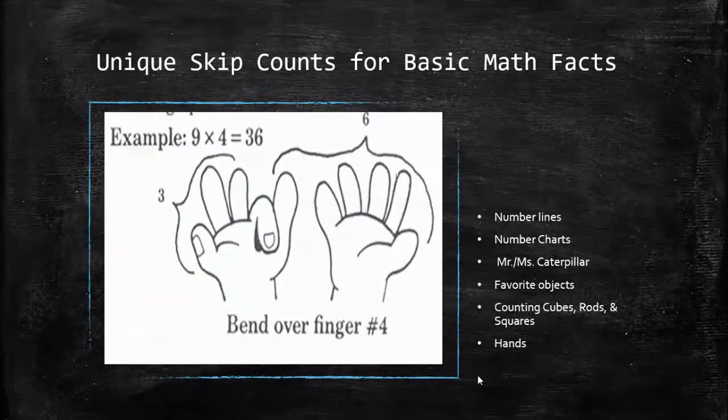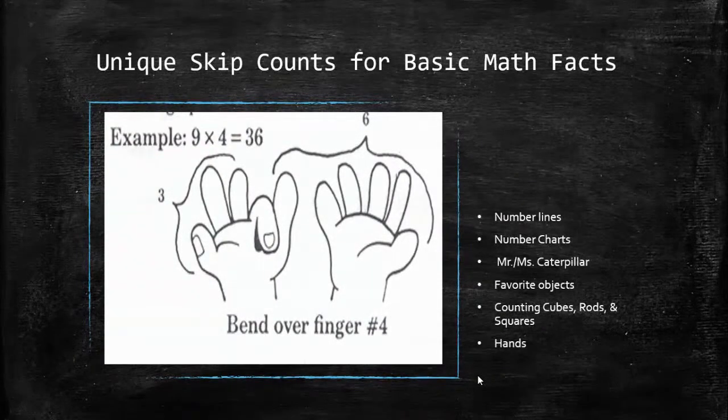For example, we have 9 times 4, which equals 36. So, if you have your hands in front of you, palms facing up, starting with your thumb, you will count 1, thumb, 2, index finger, 3, middle finger, 4, ring finger.